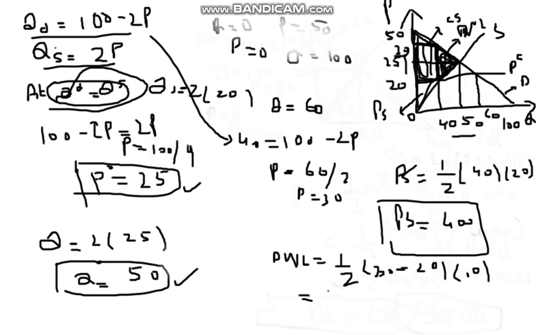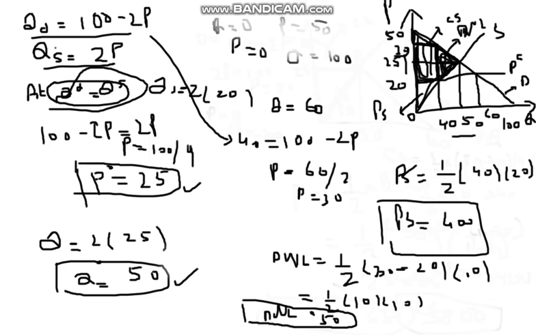So half into 10 into 10, so we get the deadweight loss, which is equal to 50. So that's how we calculate the consumer surplus, producer surplus, and deadweight loss.